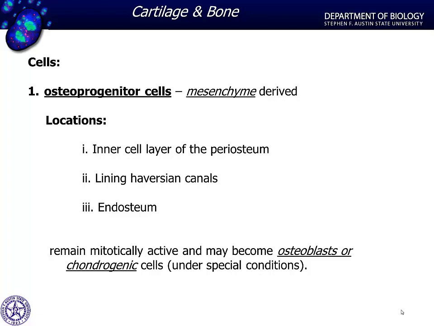Now, when we look at bone, we are going to see that these osteoprogenitor cells are going to be very active in cell division, and they're going to give rise to osteoblasts, or they can also give rise to chondrogenic cells. And that's again speaking to this pluripotential nature of those mesenchymal cells, and the special conditions are growth factors and certain chemokines that might stimulate the regrowth of cartilage, especially when we look at how broken bones are repaired.